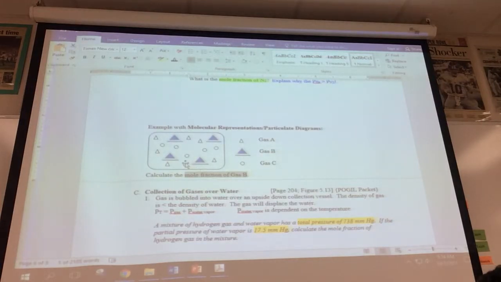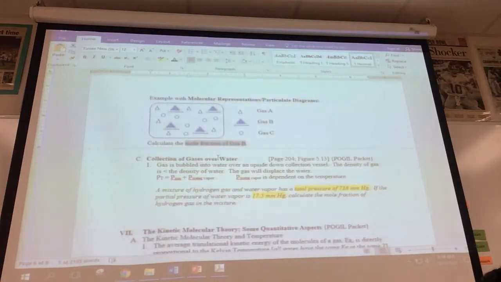Why would gas C exert a greater pressure than gas A, or does it? How many C's are there? 1, 2, 3, 4, 5, 6. Why would gases A and C exert the same pressure? Same number of moles, right? All right, piece of cake.